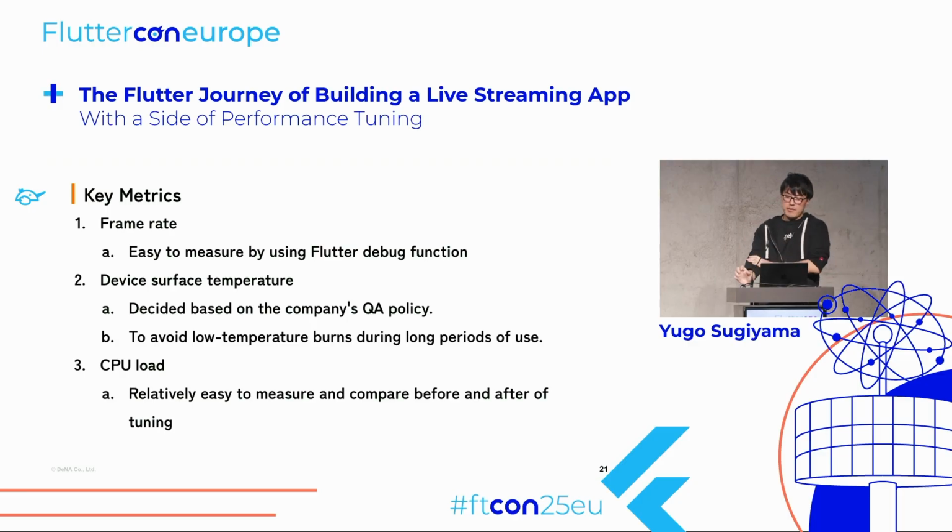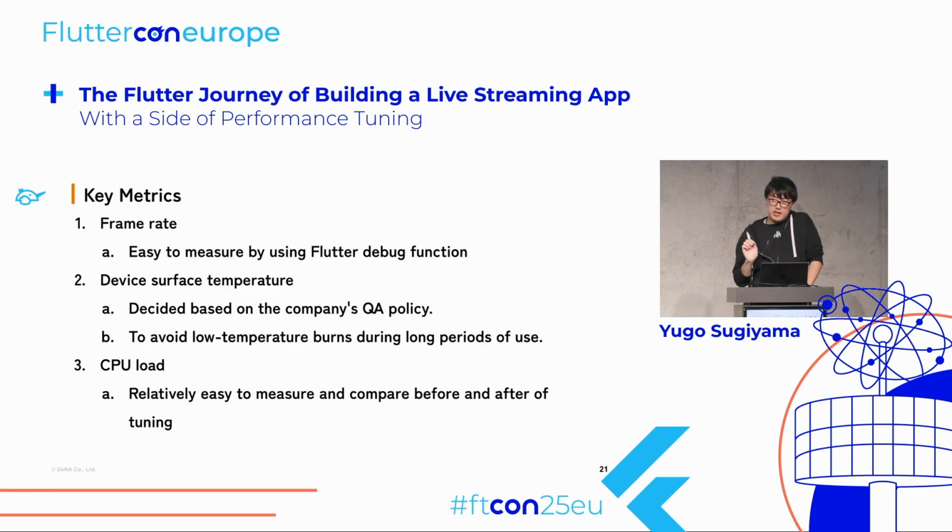This can be easily measured using Flutter's performance overlay. In our project, we made it possible to toggle the performance overlay from the debug menu, so even non-engineers such as the QA team can measure the frame rate. Next, the surface temperature of the device. Measuring this is a part of the standard policy of our internal QA team. This is important to prevent users from getting low-temperature burns during long periods of use.